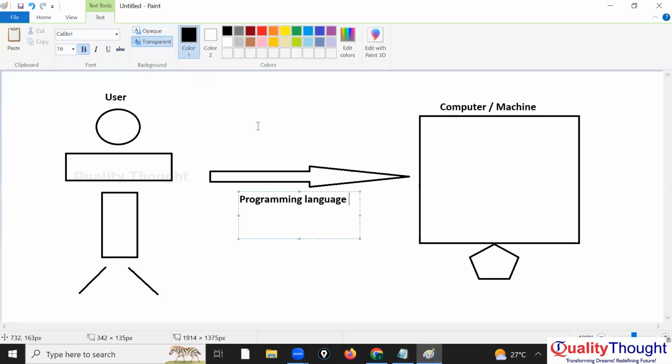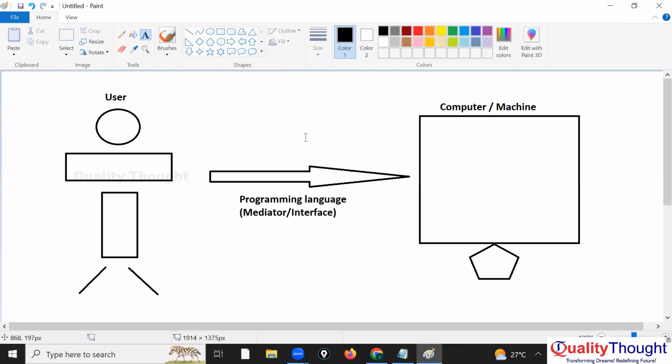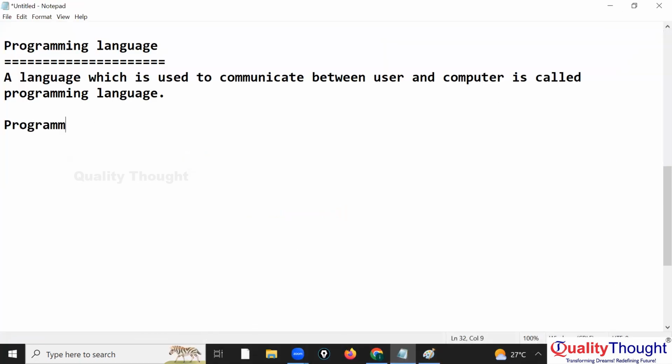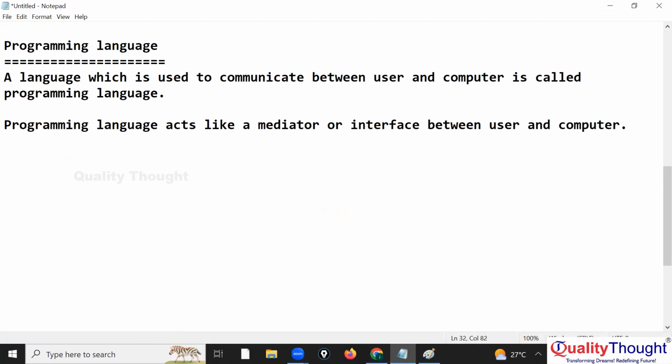So here, programming language is acting like a mediator, an interface between user and computer. Tell me, is programming language a mediator or not? Yes, it is a mediator between user and computer, guys. Programming language acts like a mediator or interface between user and computer. Okay, sir. So definitely I want to give the diagram also.